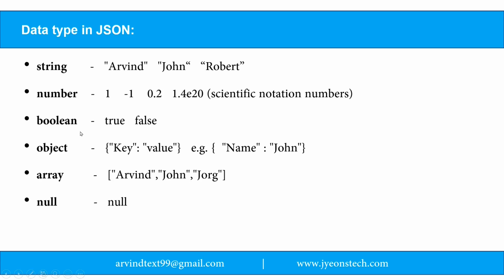Boolean values are true and false. Object we have already discussed: it comes in braces and has key value pairs separated by a colon. For example, this is like what we have already discussed. Array comes in square braces and the values are separated by commas, in this format. Null means nothing.